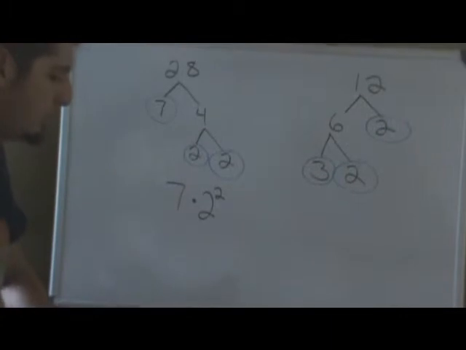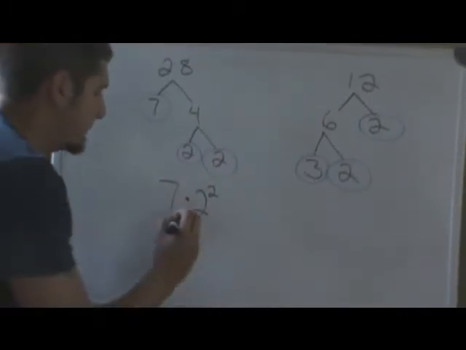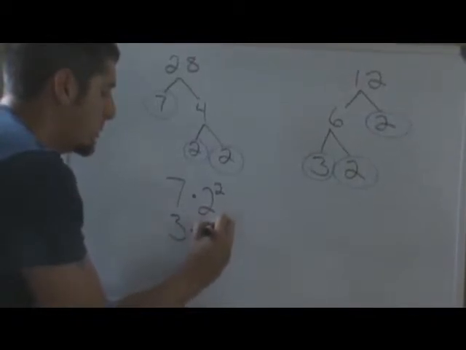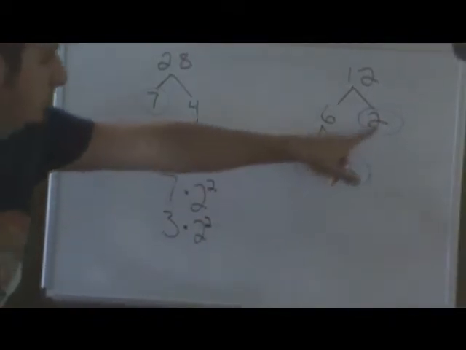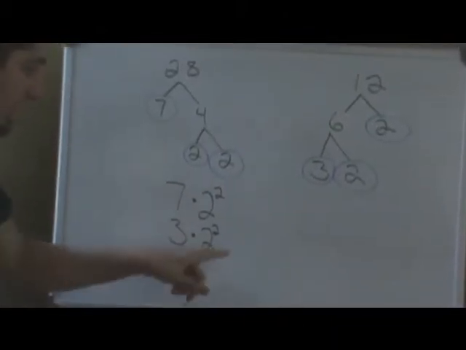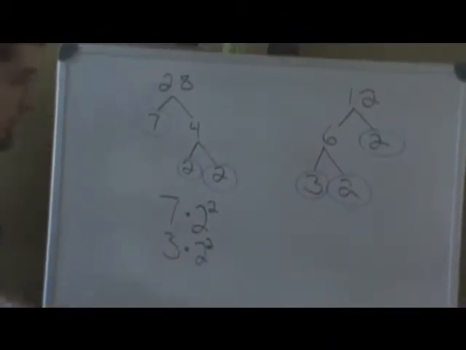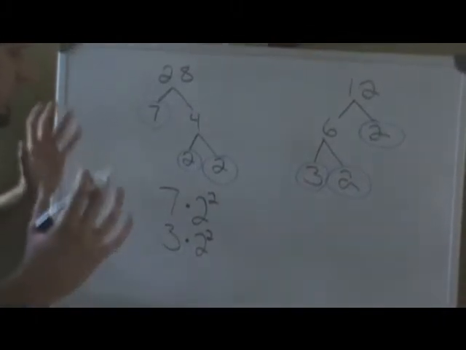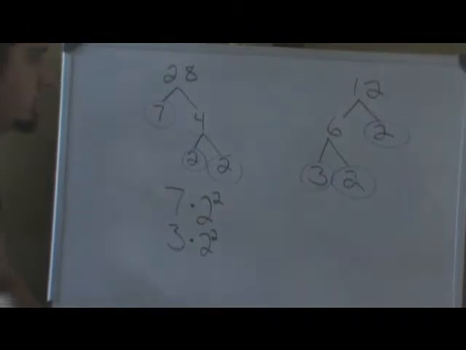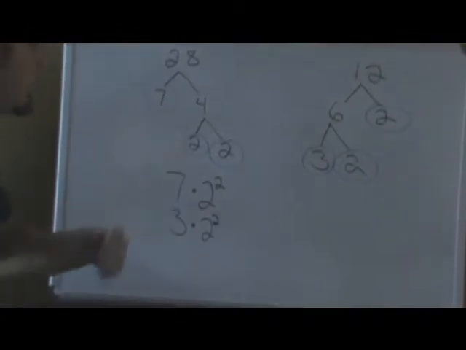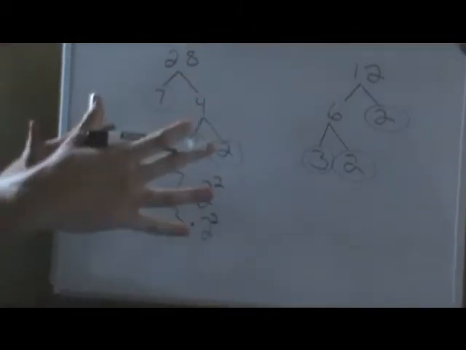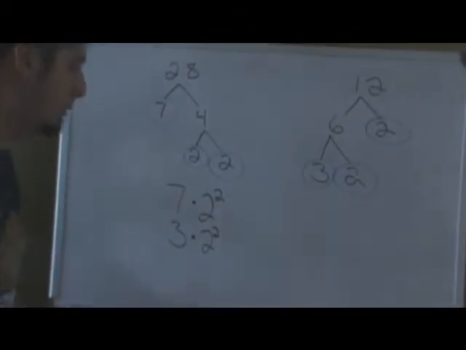The prime factorization of 12 is 3 times 2 squared. I have two 2's being multiplied together here, so that's the same as saying 2 squared. 2 squared means you're multiplying two 2's together. It's just a simpler way to write it, to condense the prime factorization so it's not really long. Because when you get into some of the bigger numbers, your prime factorizations, if you don't use exponents, can be really long and take up a lot of room.